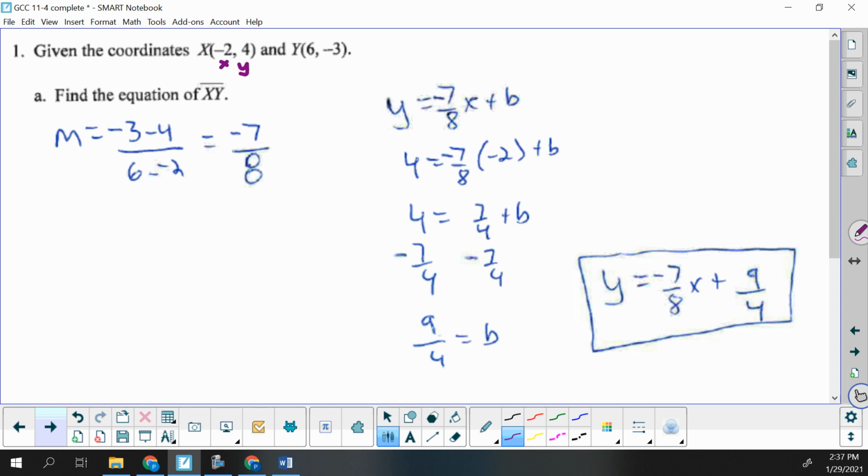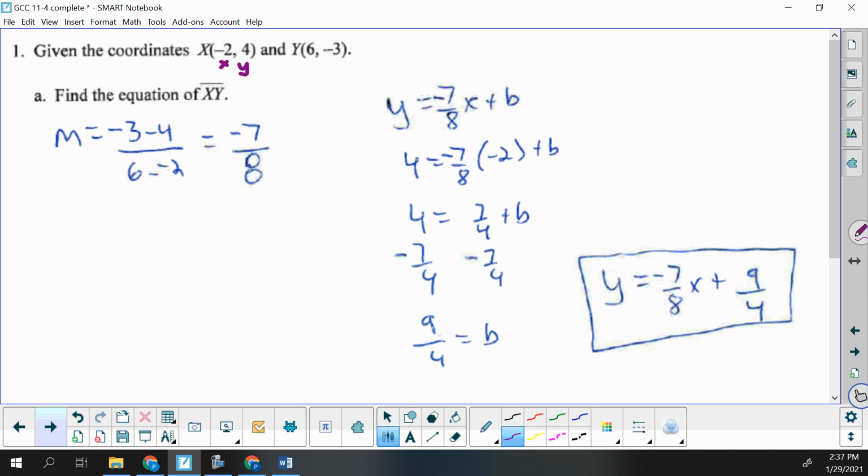So I put negative 2 in for x, I put 4 in for y, and I worked to get b by itself, and that was b was 9/4. So then fill that back into the equation. So you have negative 7/8 x plus 9/4. Your final answer should have x and y in it.